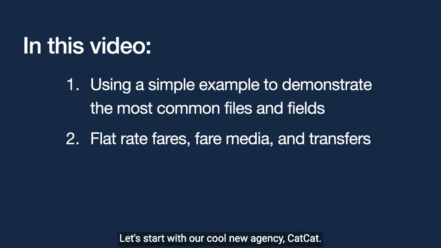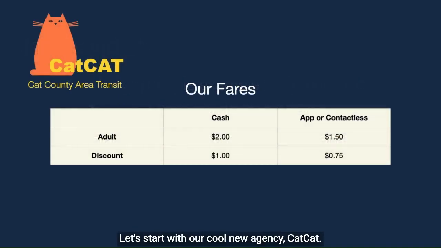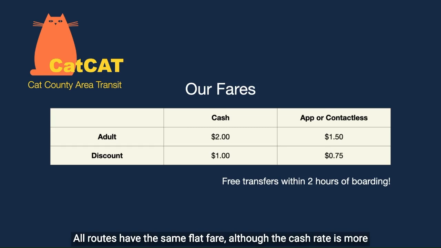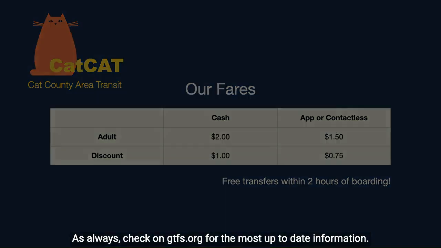Let's start with our cool new agency, CatCat. They have a pretty simple fare structure. All routes have the same flat fare, although the cash rate is more expensive than paying with a mobile app or contactless payment card. They also have a discount fare group, which I just want to note, we can't actually represent in GTFS Fares V2 as of this moment, although it's expected to be adopted soon. As always, check on gtfs.org for the most up-to-date information.